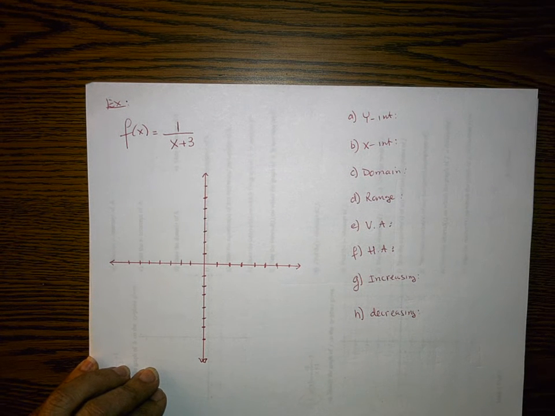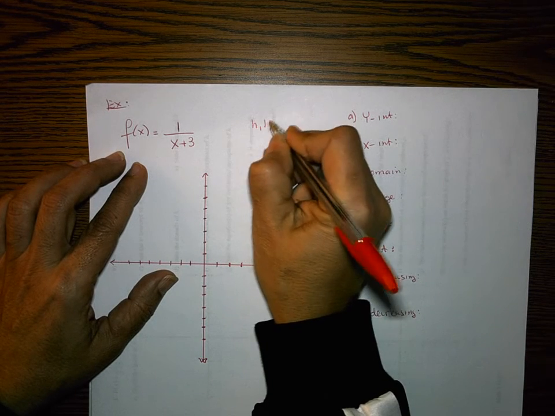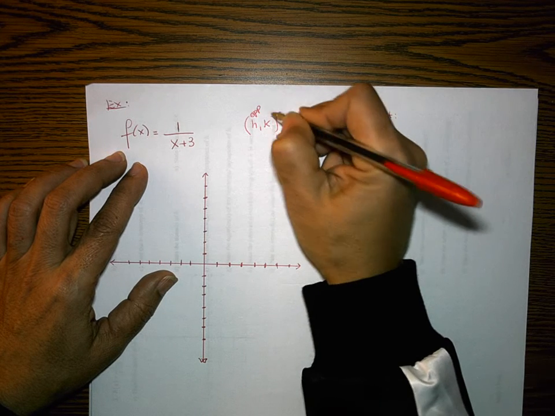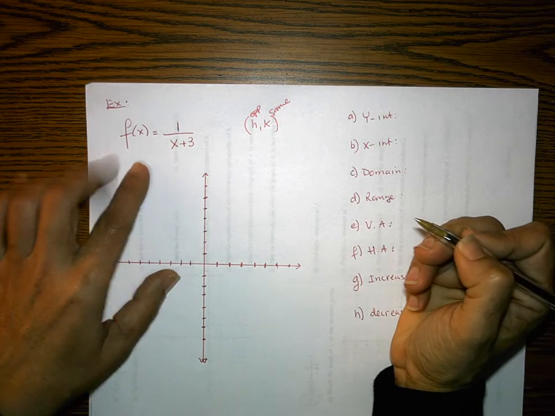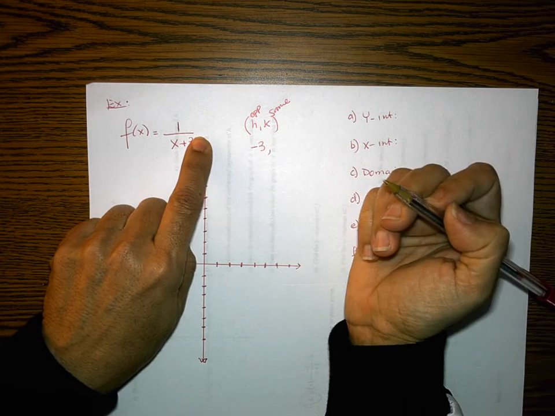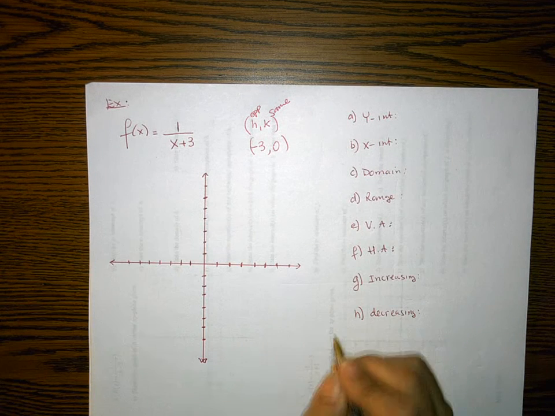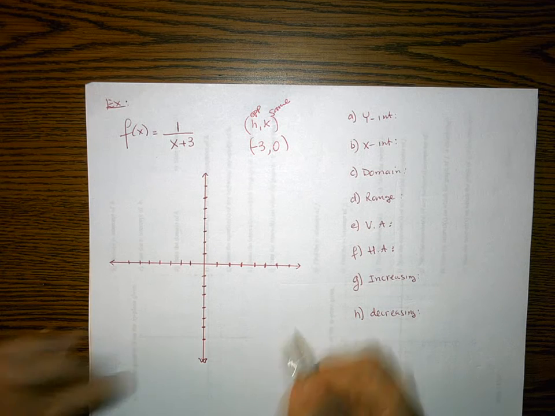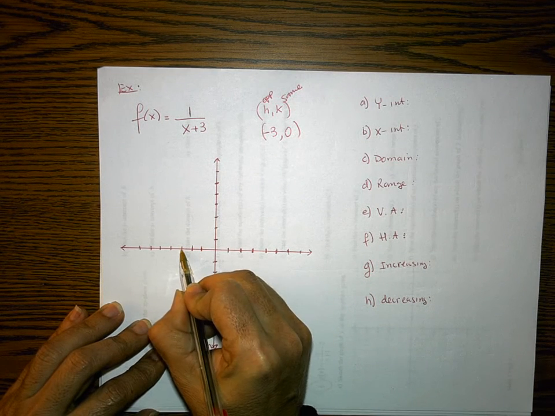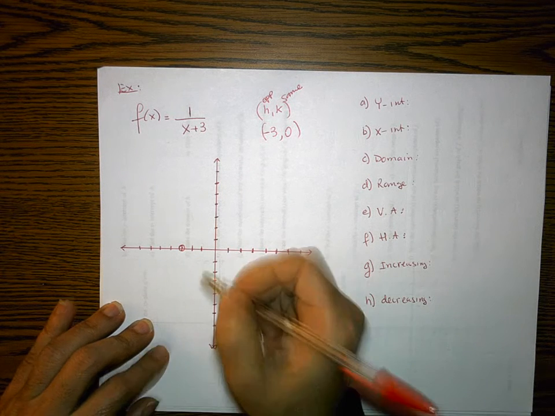It is a rational function, and the first thing I'm going to identify is my h and my k value. Opposite of h, same as k. So opposite of a positive 3 is negative 3, same as k. I'm not adding or subtracting any k value, so that is 0. And that is my very important point: negative 3, so I go to negative 1, negative 2, negative 3, comma 0. It's right here. I'm going to put an open circle there because that is a very important value.